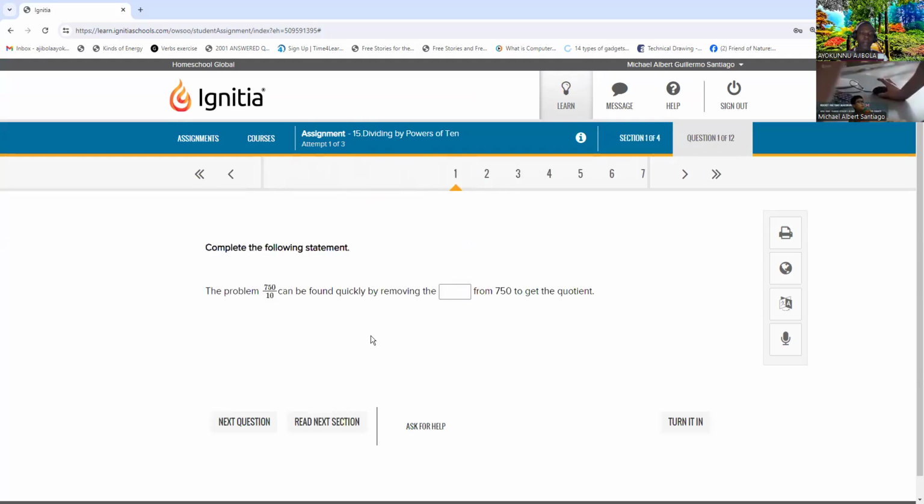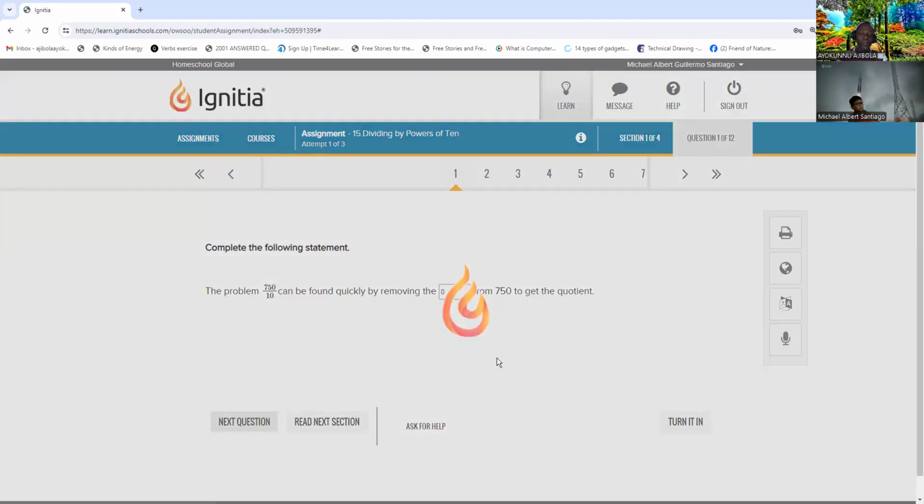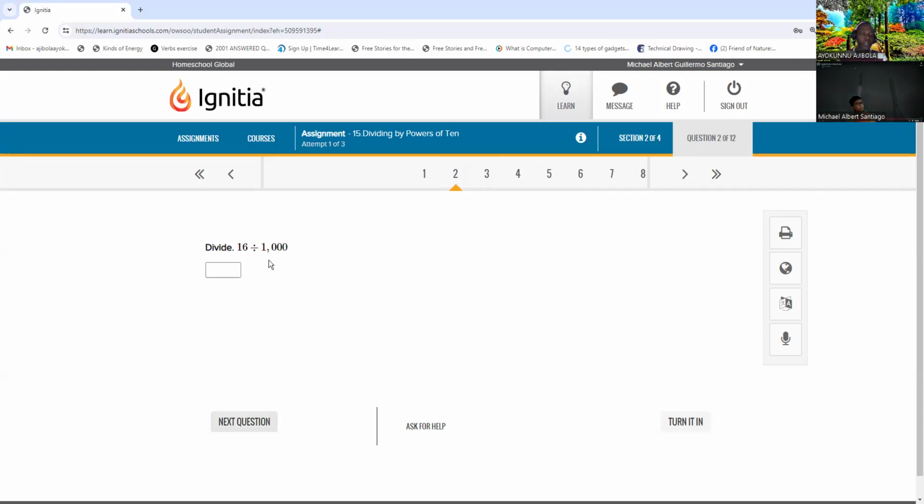Question 1, okay? The problem 75 divided by 10 can be found quickly by removing the 0 from the 750 to get a quotient. By removing the 0, is that clear? Yes. So when you remove 0, you have 75. Then the next question. What is 16 divided by 1,000?